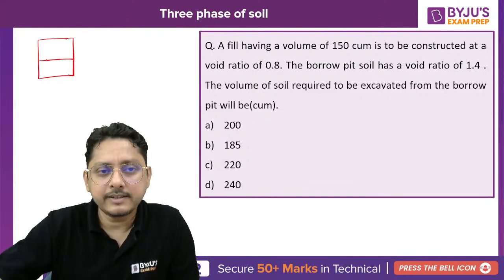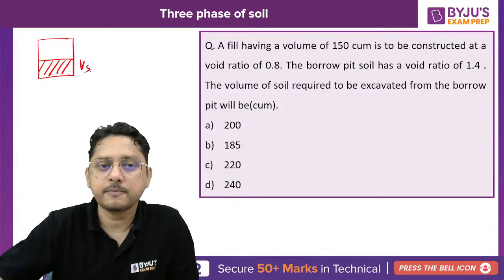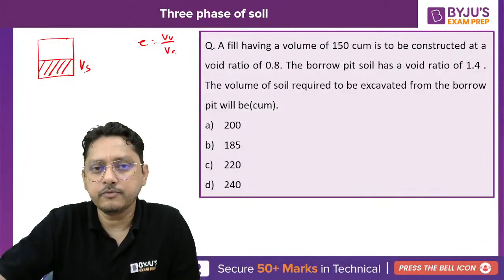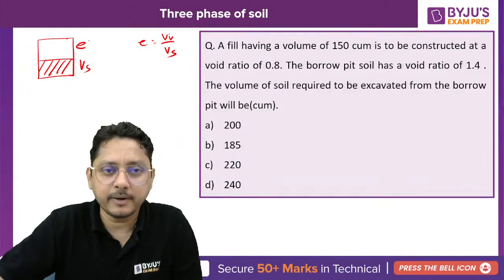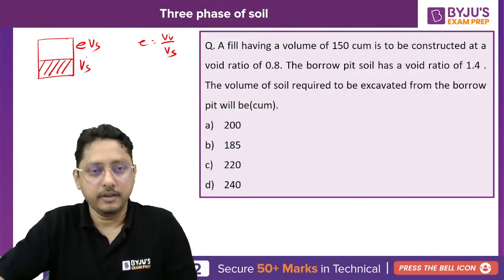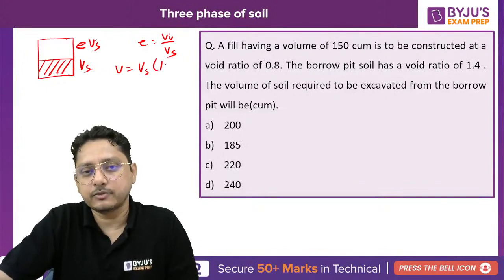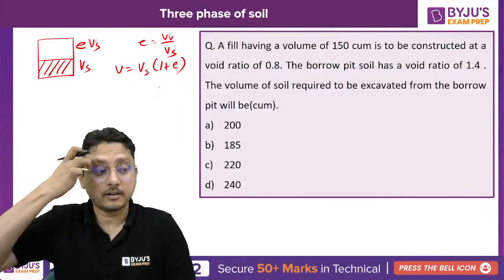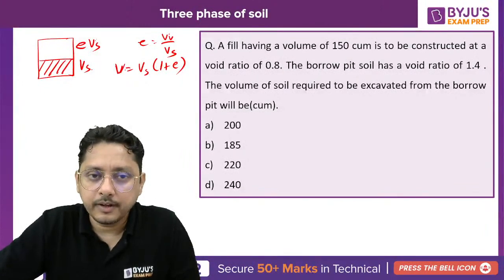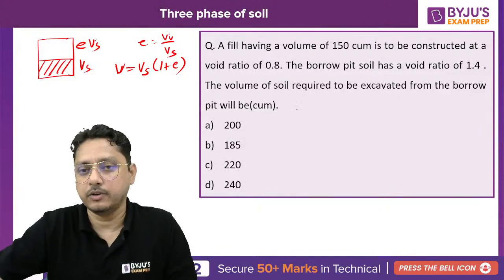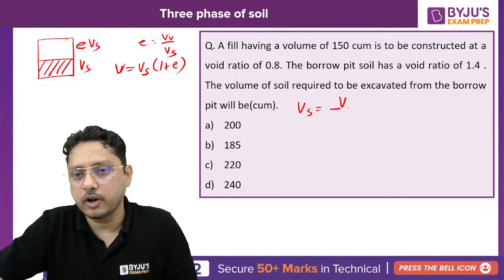Suppose I say that the volume of solid is Vs. You know that the void ratio is the volume of void by the volume of solid. Hence the volume of void I can write down as E into Vs. Correct, no? And from here, the total volume of the soil is nothing but the summation of these two. From here you can take the common Vs, so it will become 1 plus E. Are you able to understand that? So the total volume equals Vs into 1 plus E. From here, the volume of solid I can write down as total volume by 1 plus E.